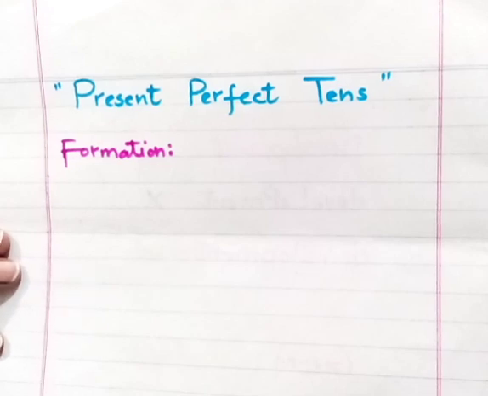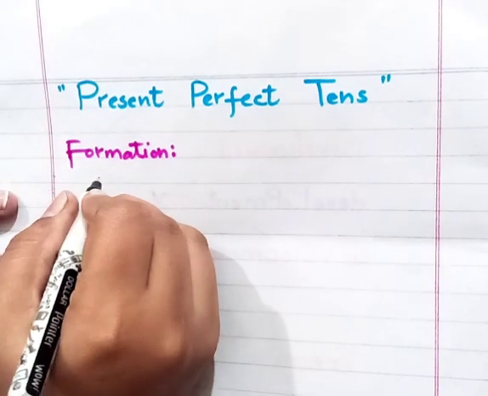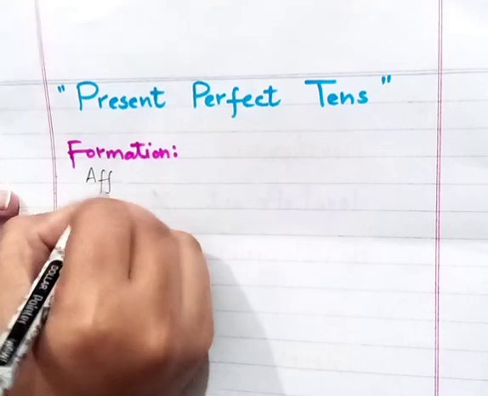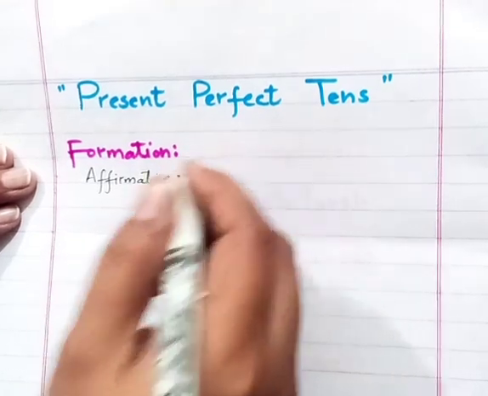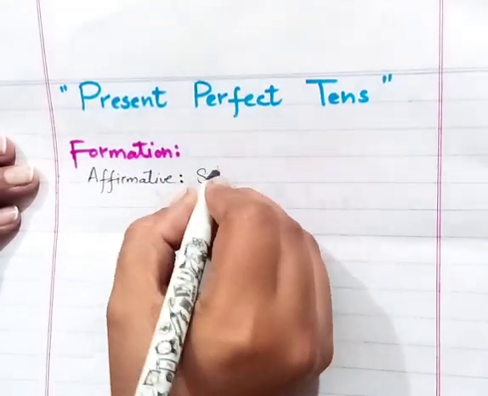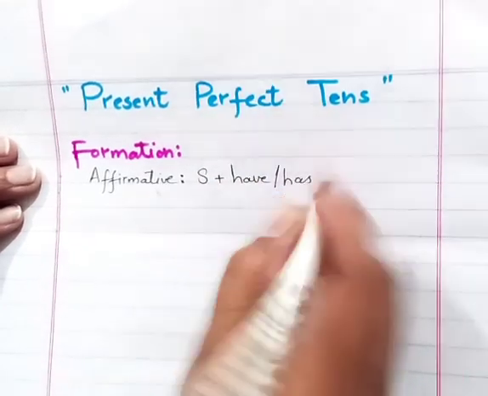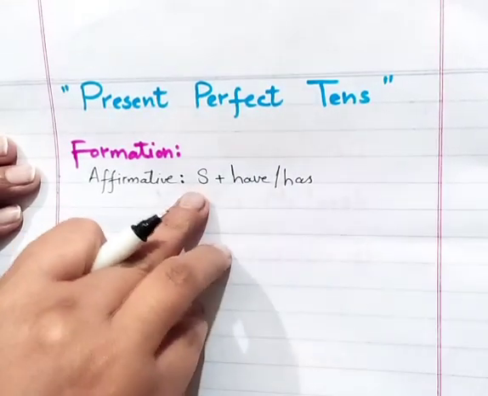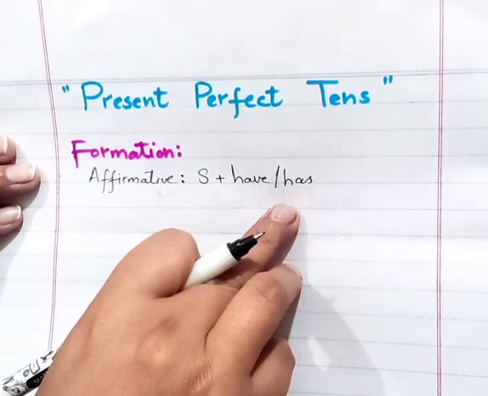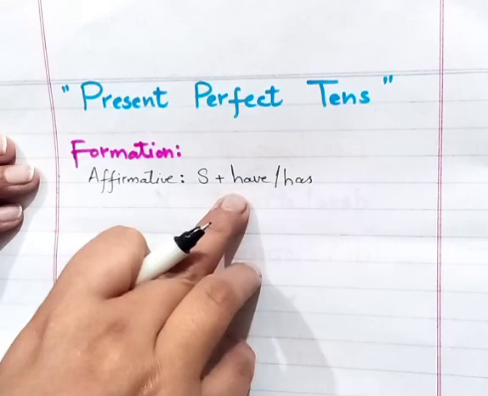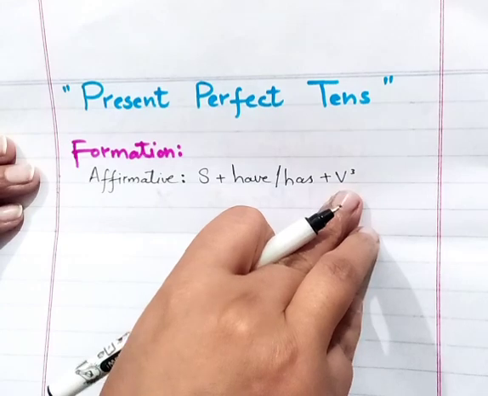Now, what is the formation of present perfect tense? First of all, for affirmative sentence, formation is subject plus have or has. We will put has or have according to our subject. When our subject is singular, we will put has, and when our subject is plural, we will put have. Plus V3, that is third form of verb.